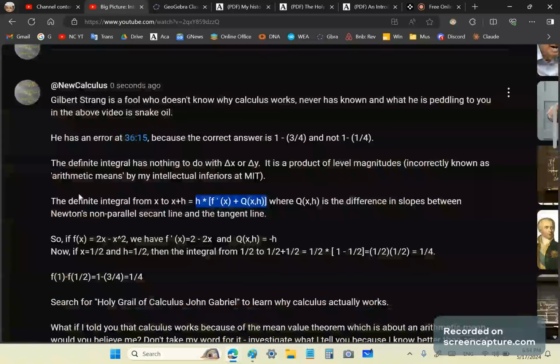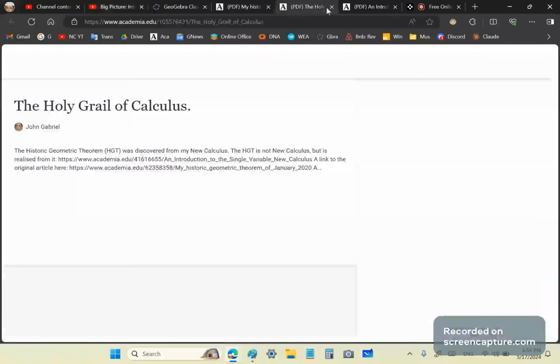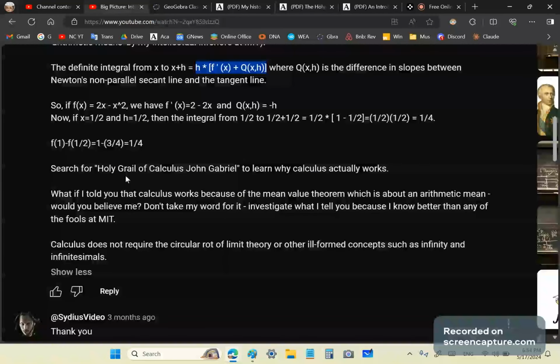So let's continue. If you search for the Holy Grail, well, you don't need to search for it. I'll place a link to it. It's this link here, and you can click on it and you'll see the whole article. Then you'll see that the Holy Grail fixes your flawed mainstream formulation of calculus. It rips out all the circular rot of limit theory, infinity and infinitesimals.